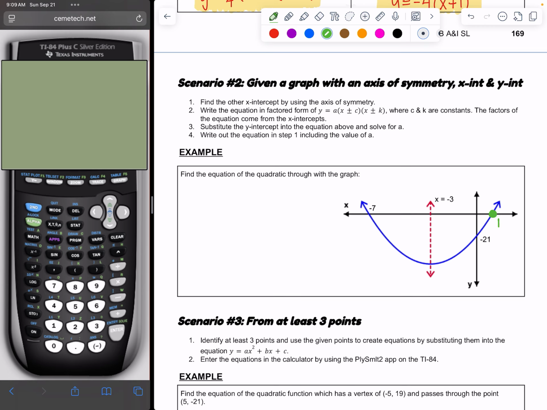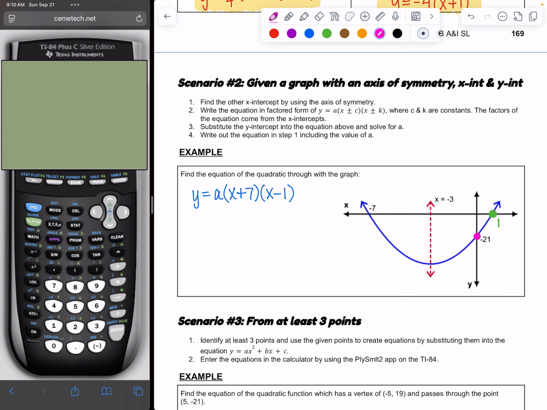So what I'm going to do here is write my equation in factored form. That means I'm going to have y is equal to a times (x plus 7) times (x minus 1). All right. So now I'm going to substitute in my y-intercept. The y-intercept is at (0, -21). So I'm going to substitute that in.